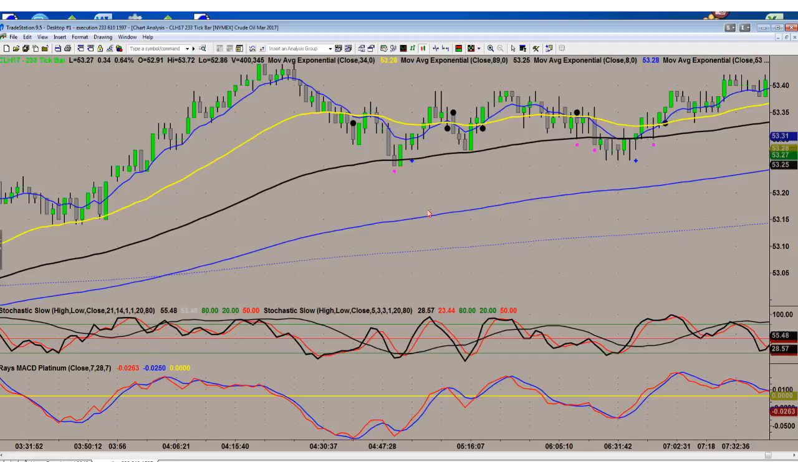So here's the issue that I'm looking at now. Here is the 8. It's underneath the 34. But what is the trend right now? The 89 is very strong. It's moving up. It's very bullish. So is the 200.